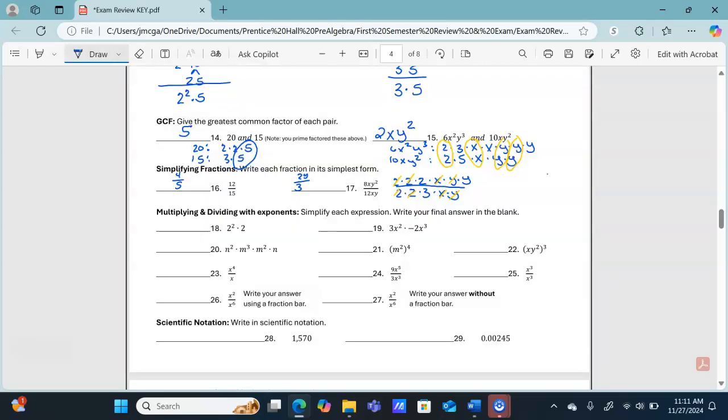Moving on to multiplying and dividing exponents. When we multiply exponents, we add the exponents. So that one has a 1 on it. So this is 2 cubed, which is 8. 2 times 2 times 2.